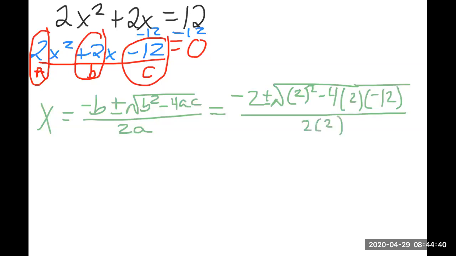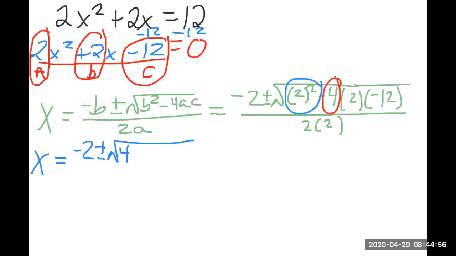All right, so once we put in those numbers, just like last time, we're going to start simplifying. So I get -2 plus or minus my square root sign. 2 squared means 2 times 2, so that's 4. And then I have -4 times 2, which is -8, times -12, which is +96. So plus 96.